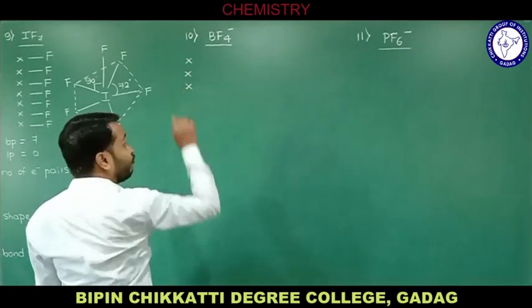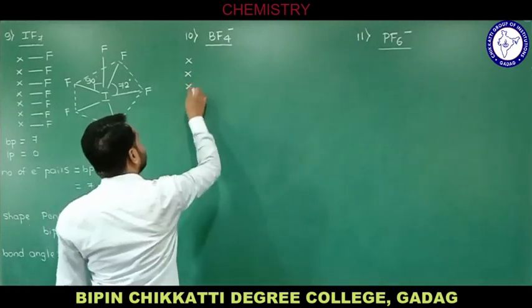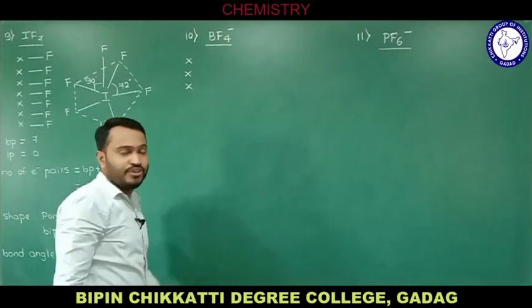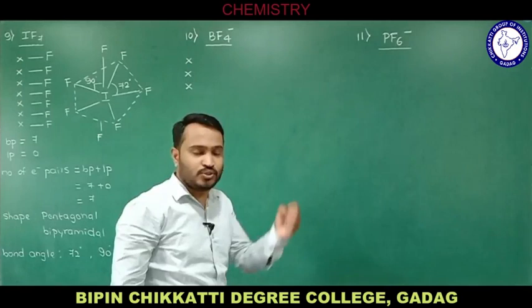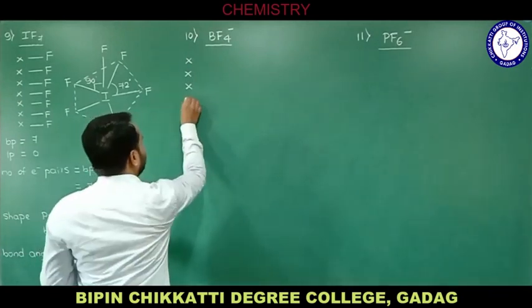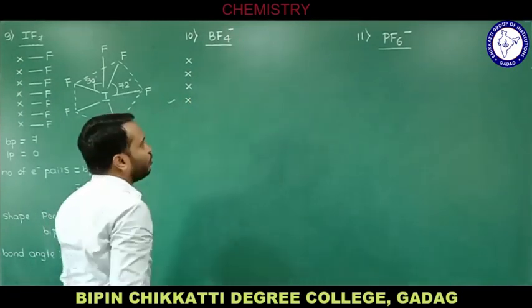And we have 4 fluoride ions. We have 3 valence electrons from boron, but we have a minus over here. We know that when an ion is formed by the gain of electrons, 1 electron will be extra. Therefore, I am going to mention 1 extra electron here, and this is because of the minus.